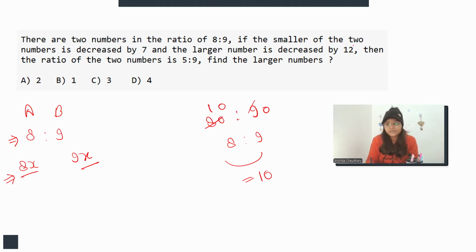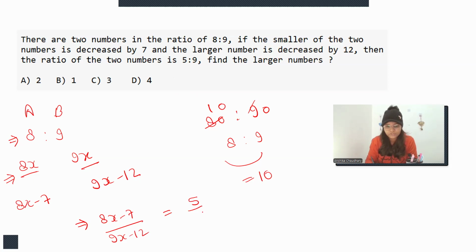Okay, now if the smaller of the two numbers is decreased by 7, that means it will become 8x minus 7. Pardon my handwriting, right? And the larger number is decreased by 12. So the larger number will be 9x minus 12, and the ratio will become 5:9. Okay, so let's take it here that (8x minus 7) upon (9x minus 12) will become 5:9. This will be the ratio, right? Now, simple cross multiplication. So let's do it here.